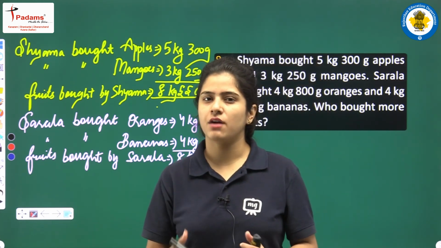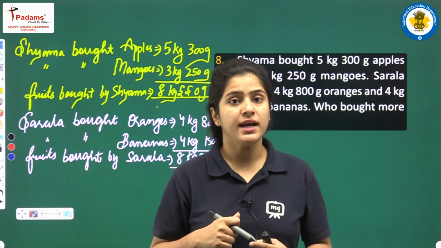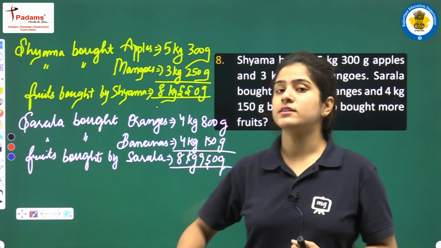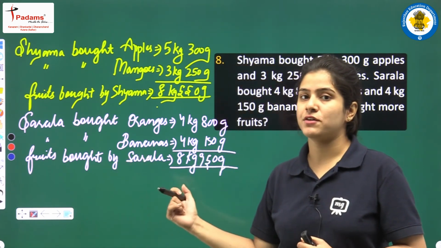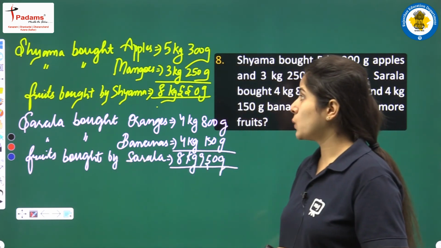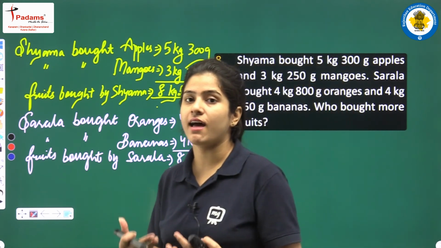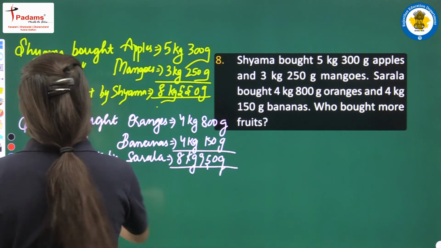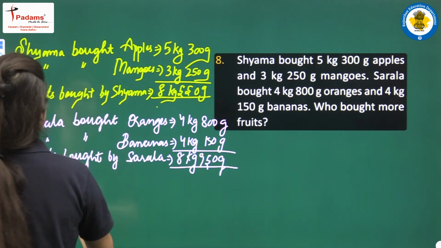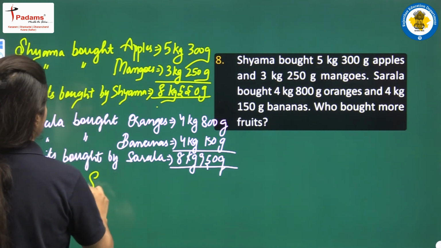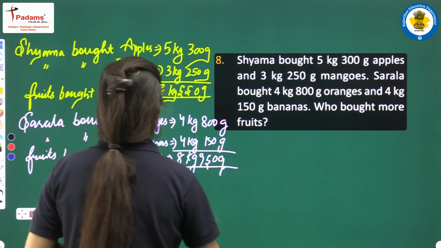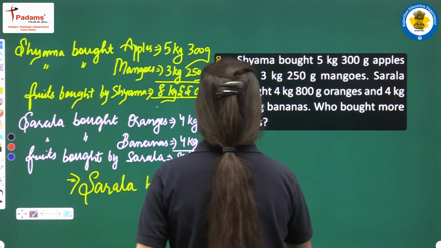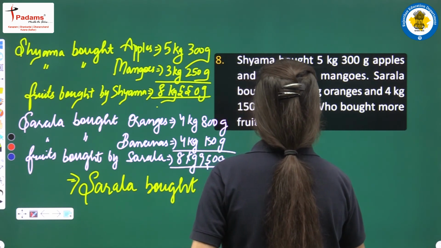Now, we have to observe the grams. Shama is buying 550 grams, whereas Sarla is buying 950 grams, okay students. So, who is buying more? Obviously, Sarla is buying more, okay. So, who bought more fruits? Sarla bought more fruits, okay students.